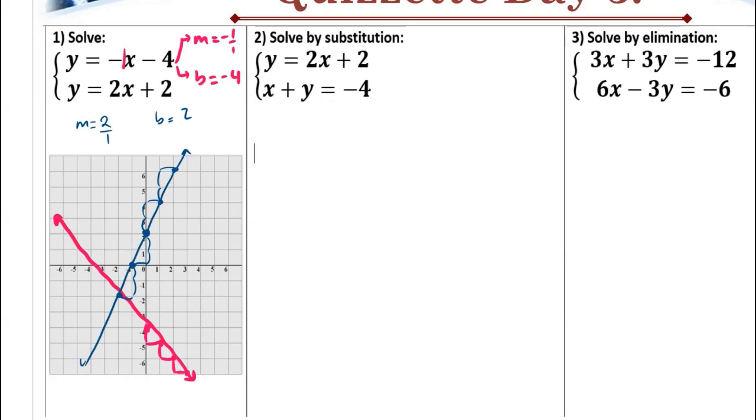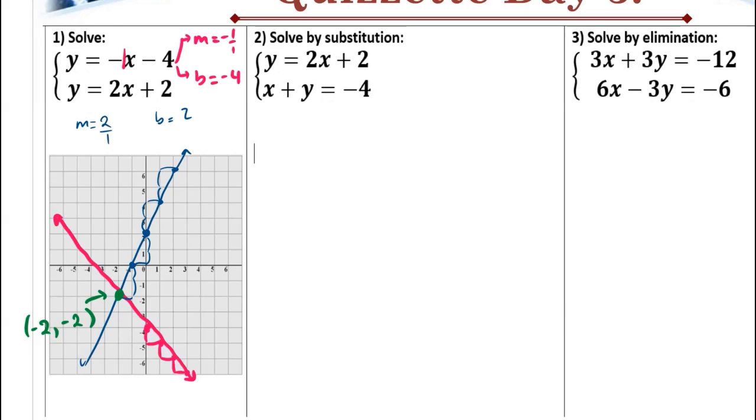Okay, so they cross at this point. I believe it's going to be -2, -2. Okay, we're going to check it again. Problems 1, 2, and 3 are actually the same problem, so we expect to see the same answer.